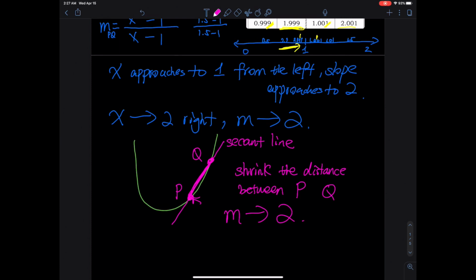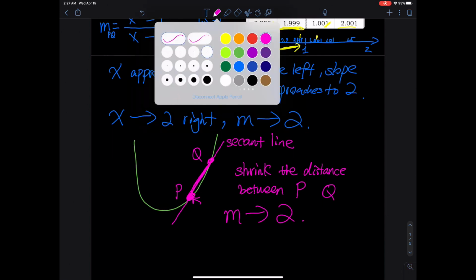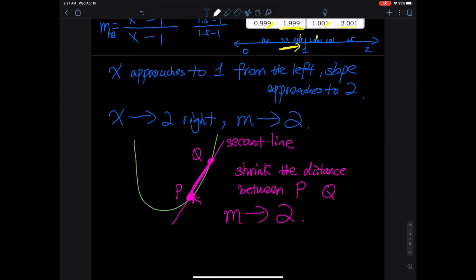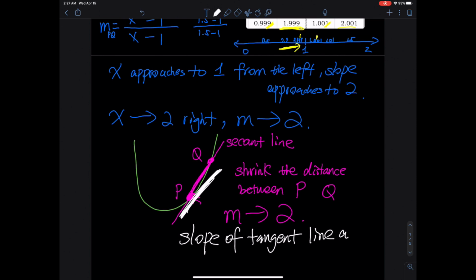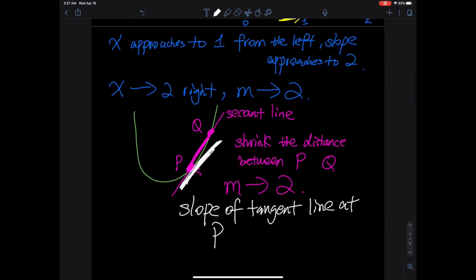So what we are going to say is, at this point P, the slope of the tangent line, which is not the pink line anymore, let's use another color for comparison. The tangent line, this white line, touches the parabola one time at point P. The slope of the tangent line, the white line, at point P is very close to 2.